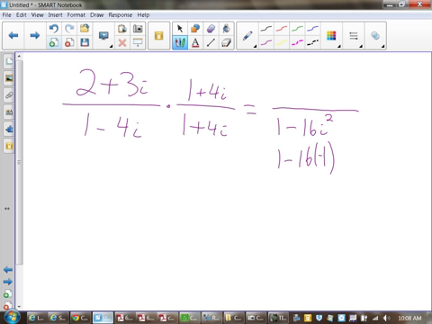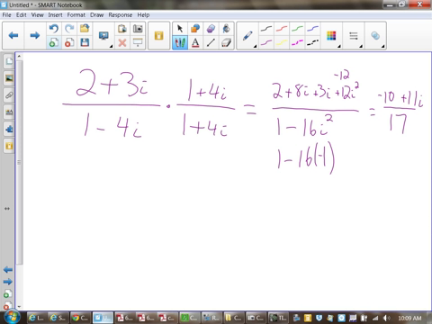And then what's 1 minus negative 16? 17. So the denominator becomes 17. And then you FOIL out the top and work your way out again. So you have 2 plus 8i plus 3i plus 12i squared, which is minus 12. So you get negative 10 plus 11i.